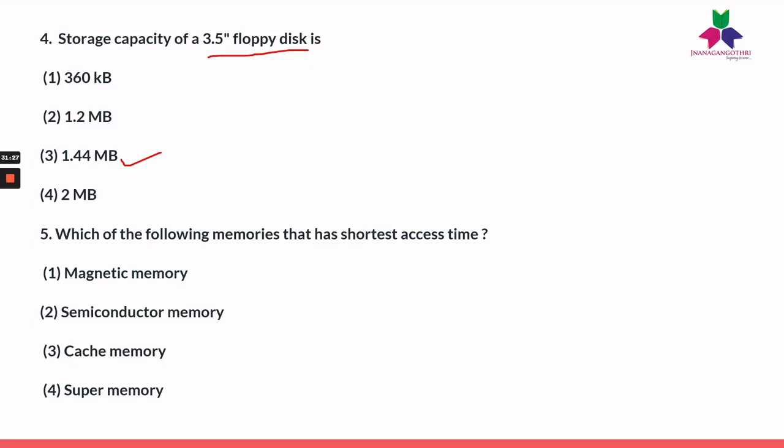Which of the following memories has the shortest access time? Magnetic memory, semiconductor memory, cache memory and super memory. While explaining the memories, I explained that cache memory is the fastest memory. Therefore, it has the shortest access time when compared to the other memories like magnetic memory, semiconductor memory and super memory. They have a slower access time when compared to cache memory. Hence, cache memory has the shortest access time, and it is also more expensive when compared to the other kinds of memory.